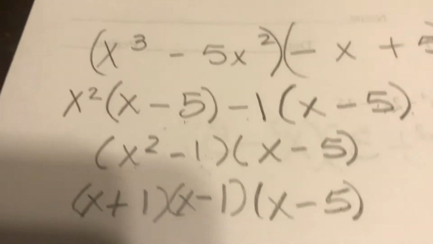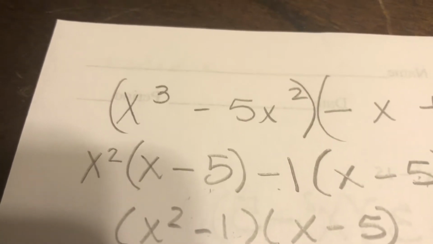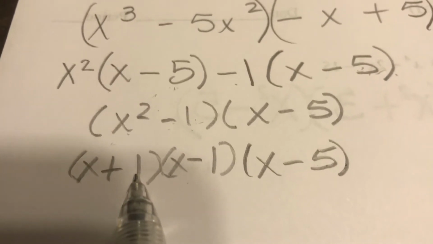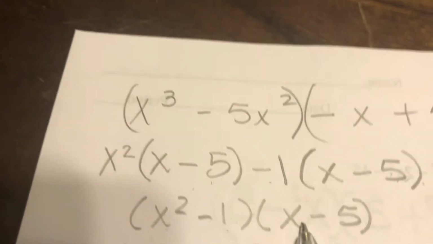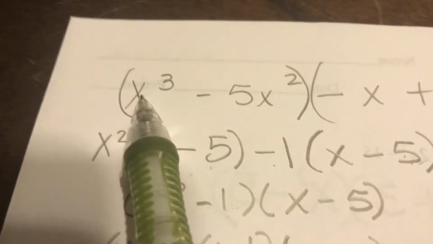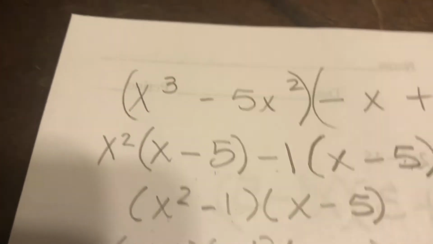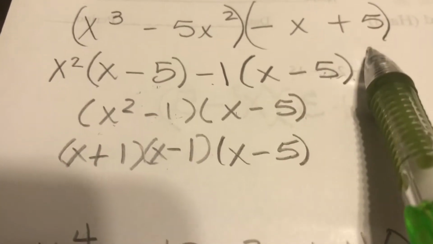Okay? And then you'd go back, x times x is x squared. X times negative 1 is negative 1x, plus 1x would cancel out. And then that would be negative 1. And then x squared times x is x cubed. X squared times negative 5 is negative 5x squared. Negative 1 times x is negative x. And then negative 1 times negative 5 is positive 5. So it works.